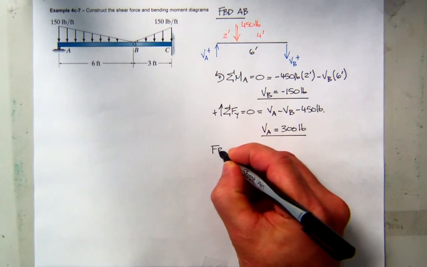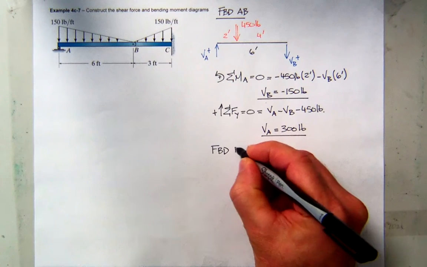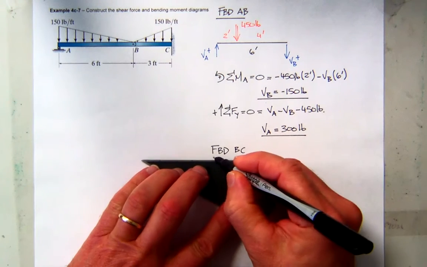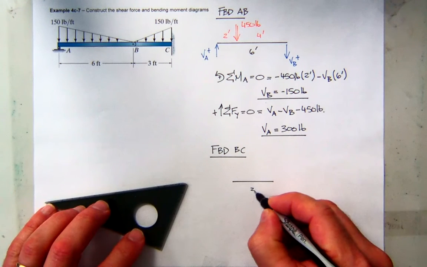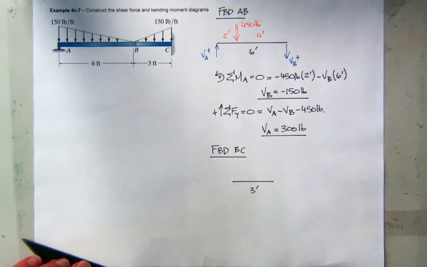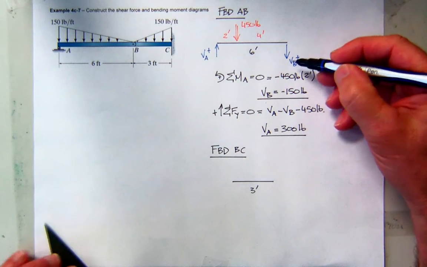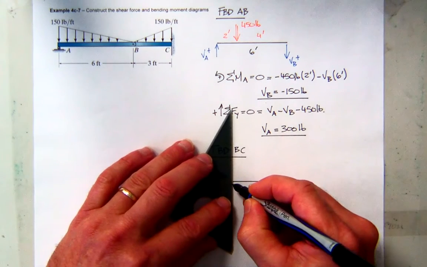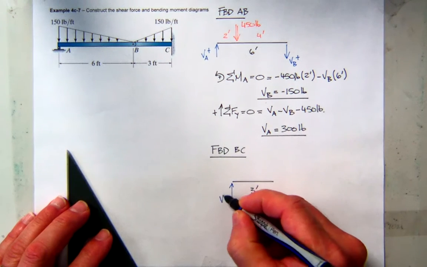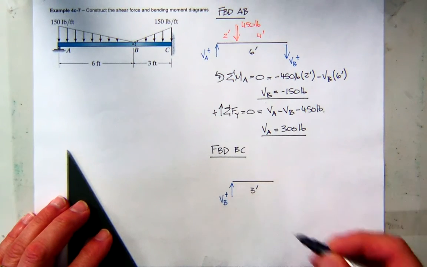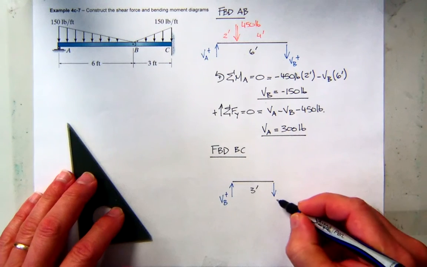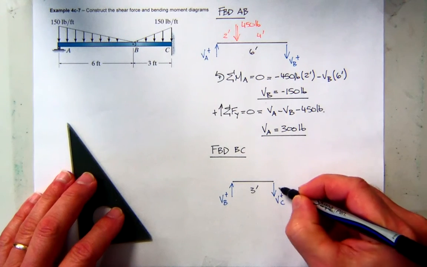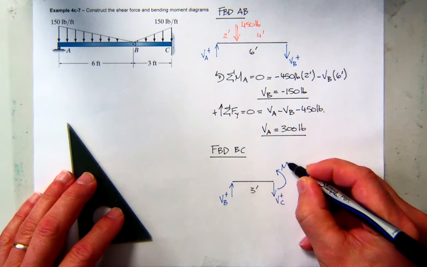There you go, free body diagram for BC. So I'll draw that. 3 feet long. Now, I've already assumed positive shear force here, so I'm going to put positive shear force here. I'm going to come to C, and I'm going to assume positive shear force and positive bending moment.